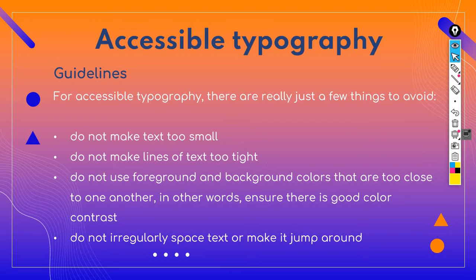So, there are guidelines for accessible typography, and there are really just a few things to avoid. First is that do not make text too small, and do not make lines of text too tight. Also, do not use foreground and background colors that are too close to one another. In other words, ensure that there is a good color contrast. And do not irregularly space text or make it jump around.